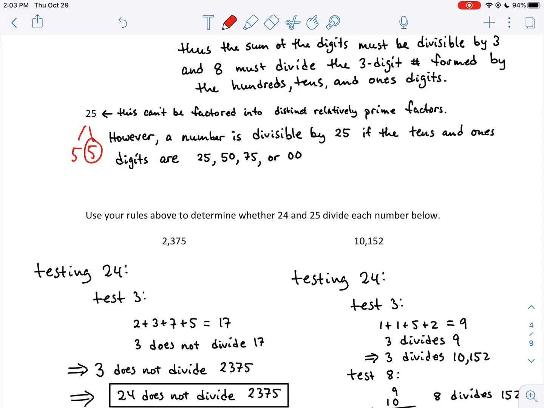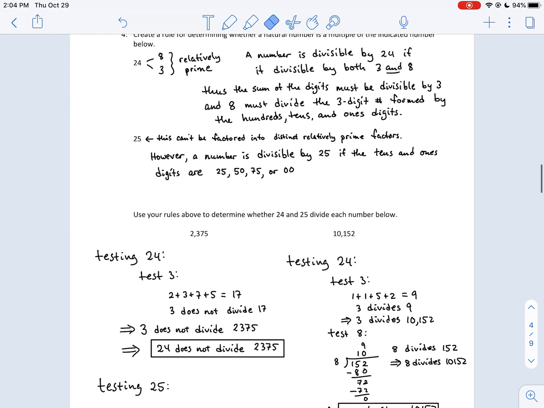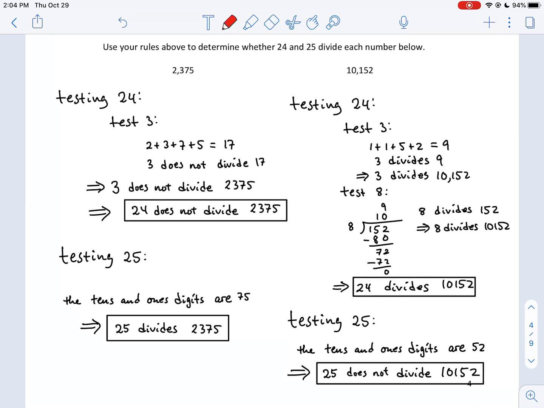Some people did factor this to 5 and 5, and they simply said, hey, the rule for 5 therefore applies to 25. Well, that's not true, because, for example, 30 is a number that's divisible by 5. You divide it by 5, you get 6, but 30 is not divisible by 25. I mean, you don't get a whole number here. You'll need fractions or decimals. So you can't just say the rule for 5 also works for 25, which a few groups tried to claim.